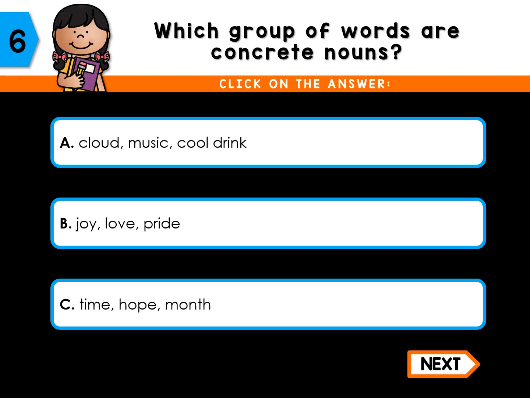Question 6. Which group of words are concrete nouns? Is it A, cloud, music, cool drink? B, joy, love, pride? Or C, time, hope, month? Remember, concrete. Which ones can I use my senses for? It was A. You can see the cloud, you can hear the music, you can feel, taste and touch the cool drink.